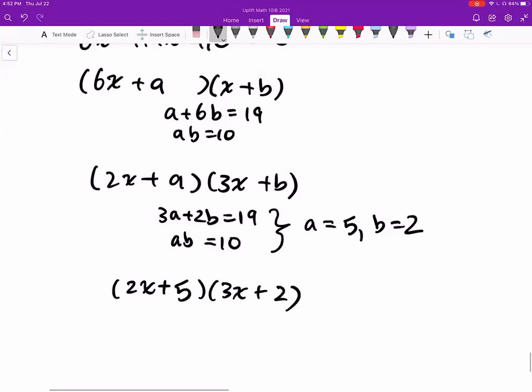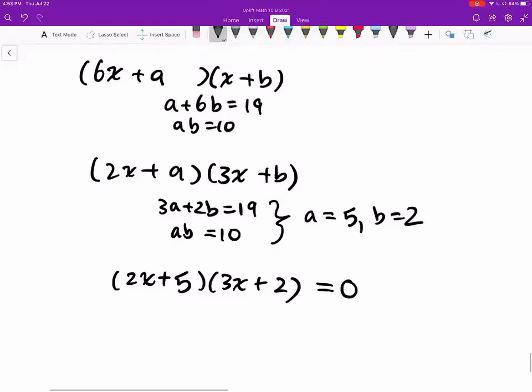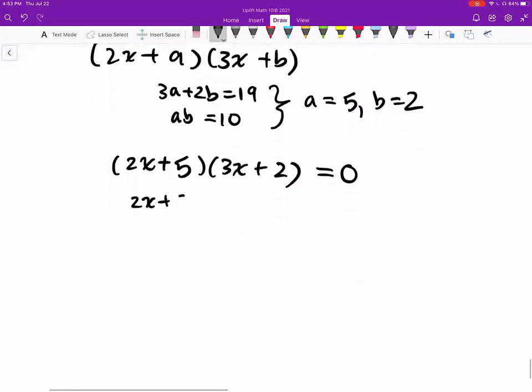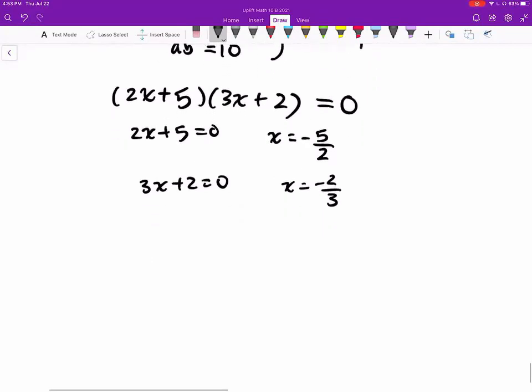And then we see that 2x plus 5 is one of our possible answers. 2x plus 5 is equal to 0, so we can turn that into an equation. We move the 5 over, and we get x is equal to negative 5 over 2. So that's one answer. And then there's another one, which is 3x plus 2 is equal to 0. So we get negative 2 over 3. And those are our two answers.